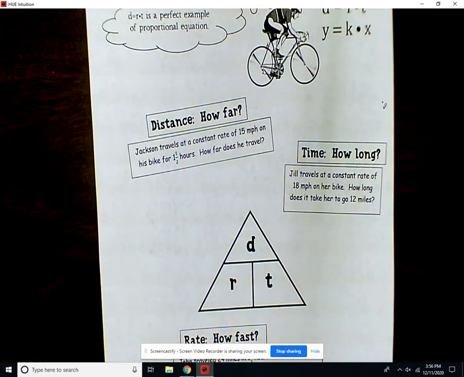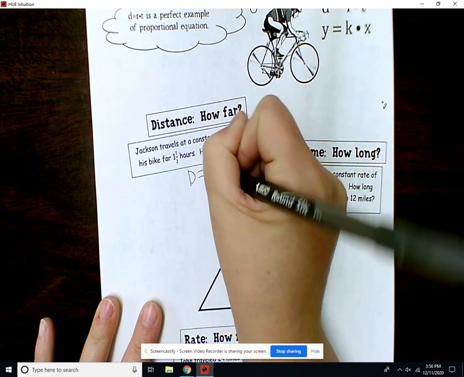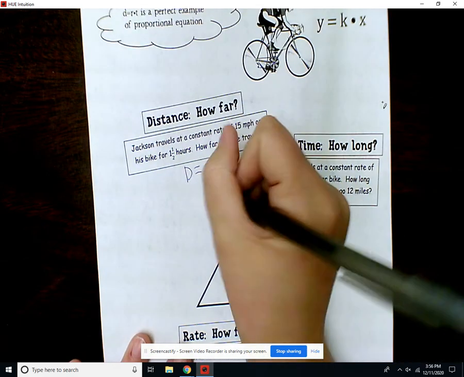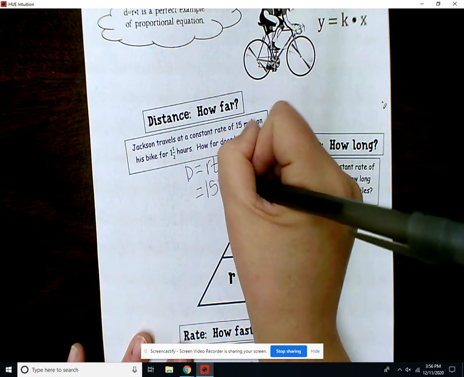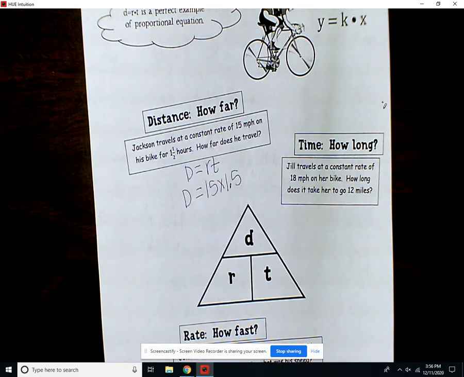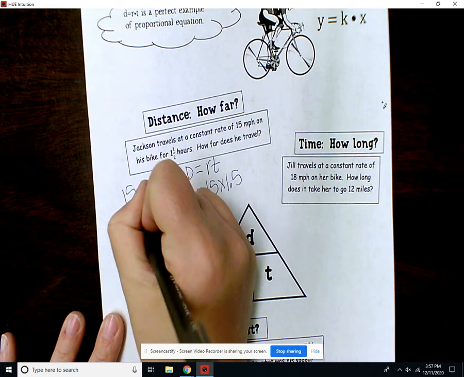So Jackson traveled at a constant rate of 15 miles per hour on his bike for 1.5 hours. How far does he travel? Okay, so this time we're talking about a bike. So speeds are going to be a little bit smaller. Distance is a lot smaller as well. So miles per hour is our R. 1.5 hours is our T. We're going to change that to be a decimal. So we are looking for our D, which is our distance. How far does he travel? So we're going to multiply 15 times 1.5.